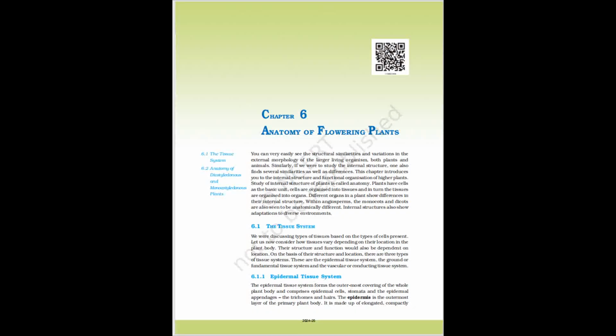6.1.1 Epidermal Tissue System. The epidermal tissue system forms the outermost covering of the whole plant body and comprises epidermal cells, stomata, and the epidermal appendages, the trichomes and hairs. The epidermis is the outermost layer of the primary plant body. It is made up of elongated, compactly arranged cells, which form a continuous layer.